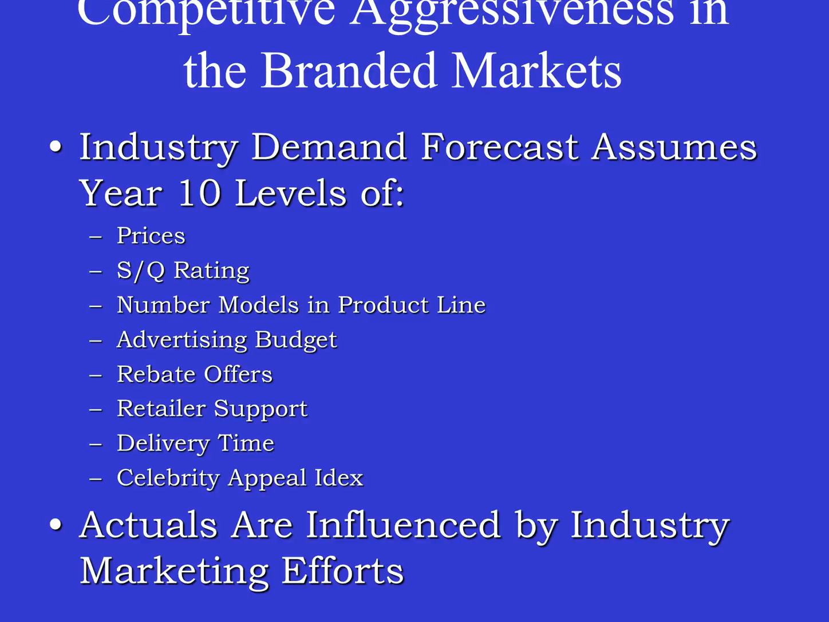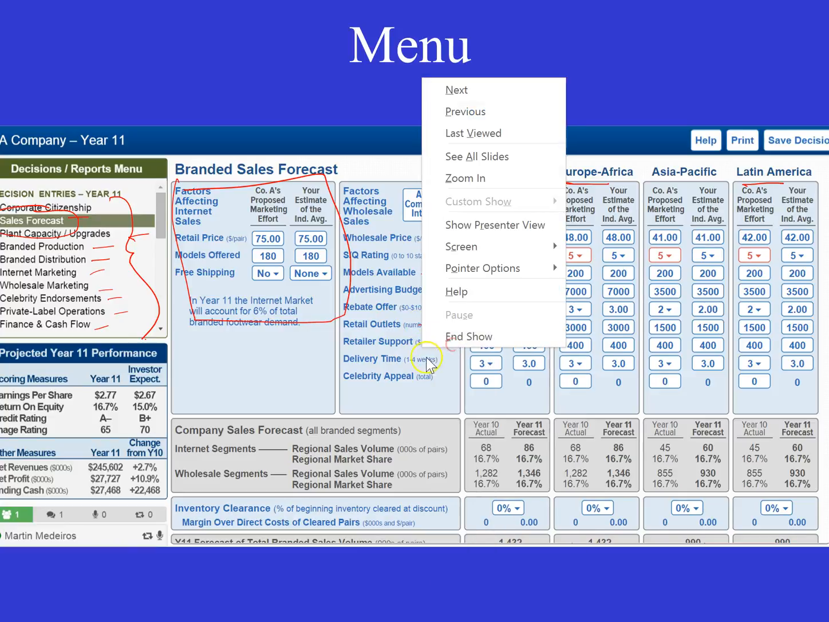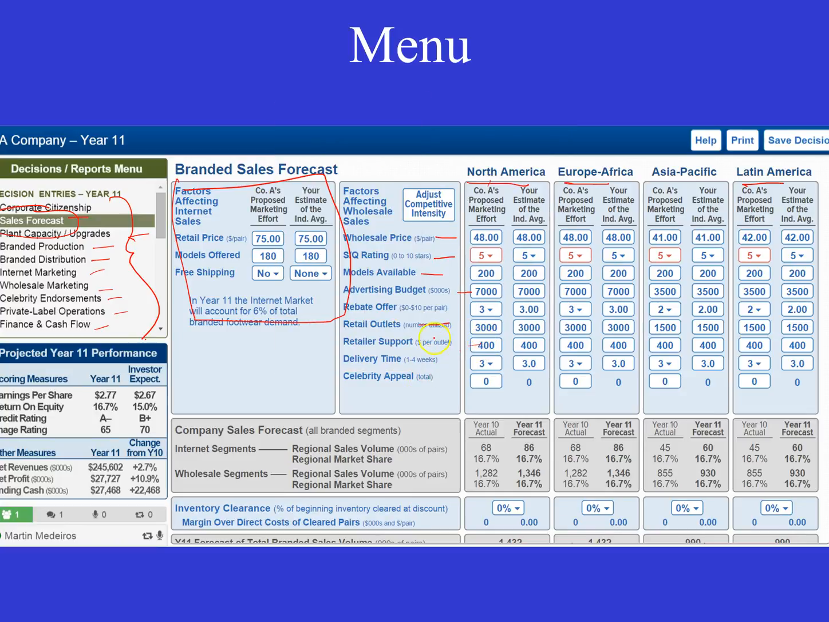Well, first of all, let me just go over to here, and take a look at this for a second. Look at all of these items right here. What do these look like to you? These are all of the determinants of demand for your product. In other words, your customers care about price, quality rating, SQ rating, how many models, advertising, rebates, retail outlets. These are your determinants of demand.